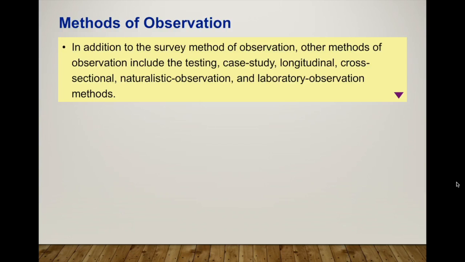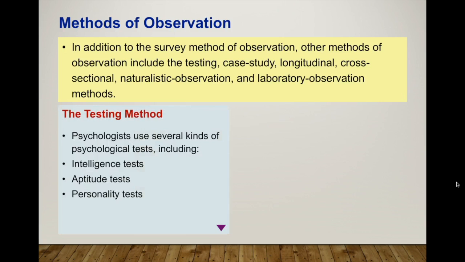In addition to the survey method of observation, other methods of observation include the testing, case study, longitudinal, cross-sectional, naturalistic observation, and laboratory observation methods. Psychologists use several kinds of psychological tests, including intelligence tests, aptitude tests, and personality tests.